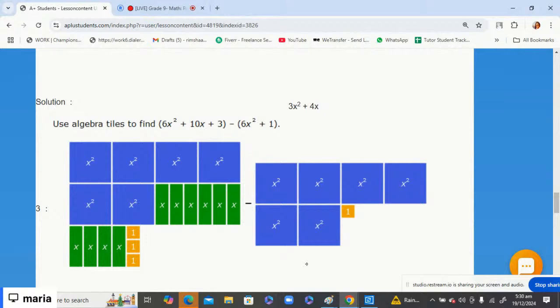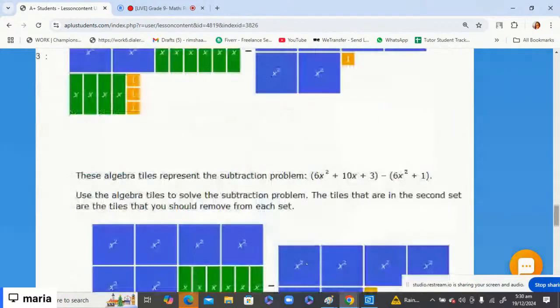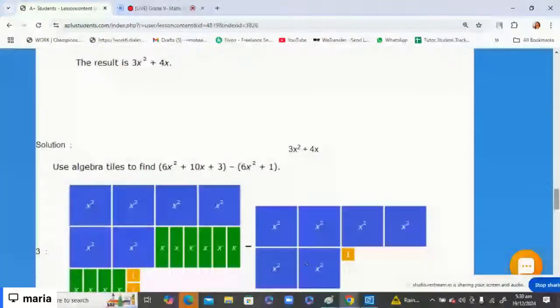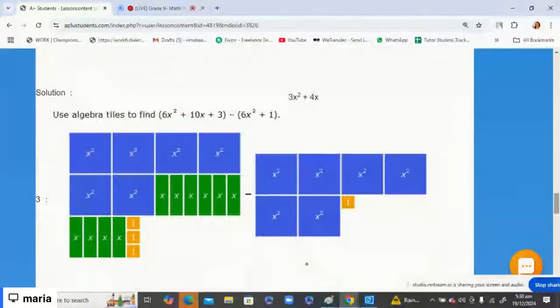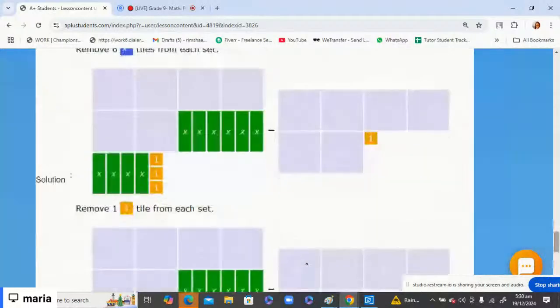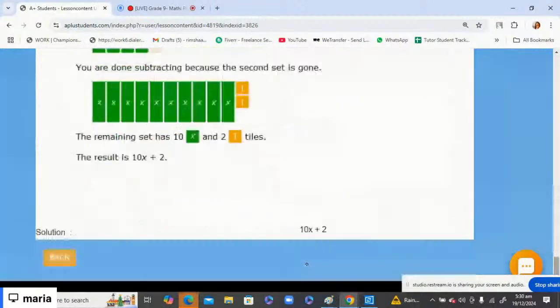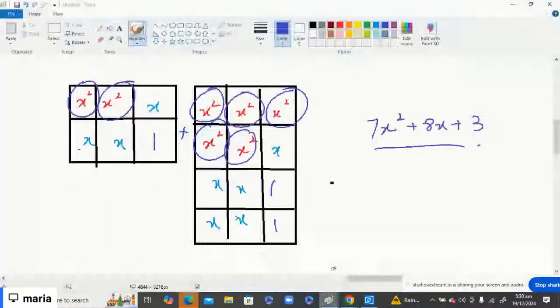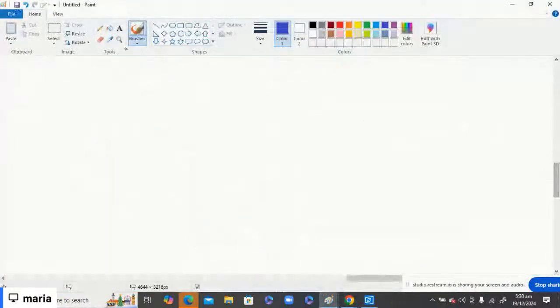So what's the answer for this? When you're getting the answer, you are going to write it by using this way. For example, 6x square subtract out, so this is 0. So x square terms are removed. Only the x terms are left, and only the two ones are left. Okay, this is the answer. For example, let's solve by using this one question.